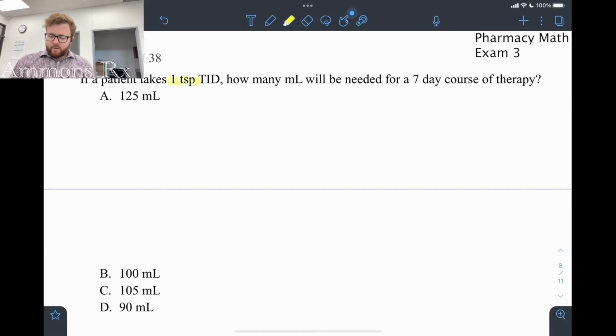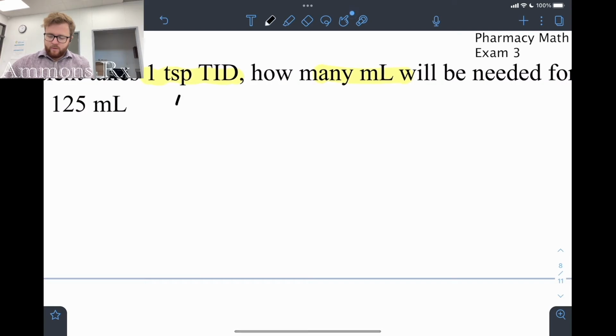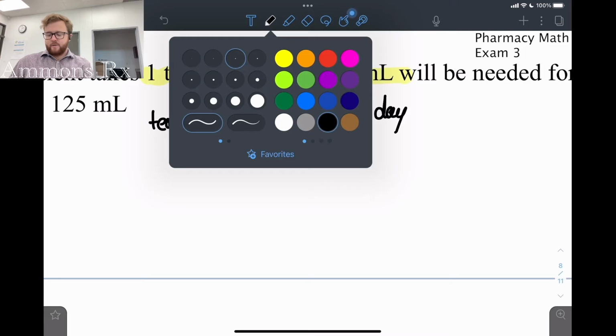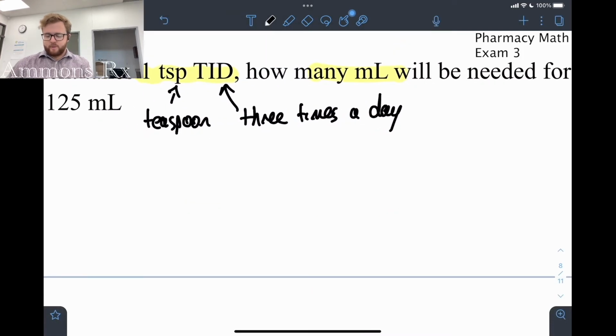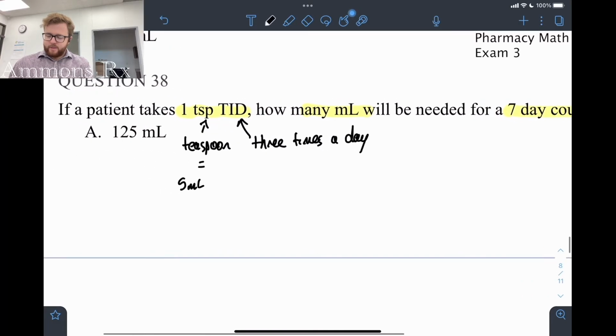If a patient takes 1 TSP TID, how many mils will be needed for a 7-day therapy? What does this mean? Okay, so it's a teaspoon 3 times a day. But it says how many mils will be needed. So a teaspoon is equal to how many mils? 5 mils. So if they take 5 mils 3 times a day, how many would be needed for a 7-day?